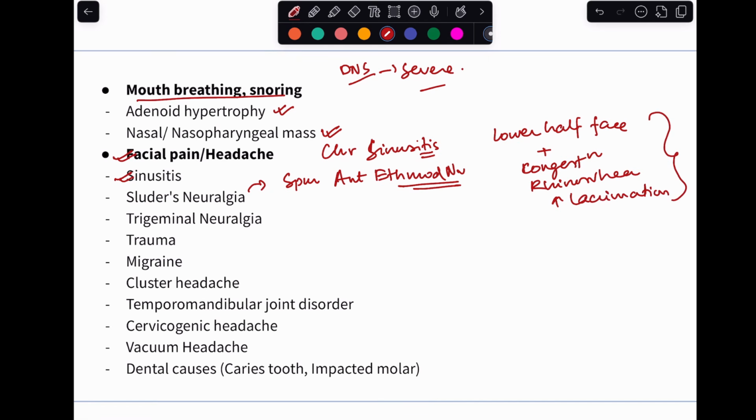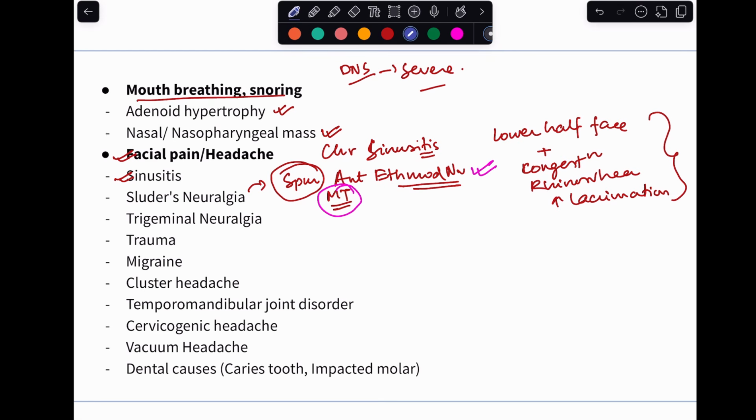So Sluder's neuralgia is basically a neuralgic pain which you are feeling because the spur is impinging on the middle turbinate. This is important over here. The middle turbinate is most commonly implicated, and the nerve getting pressed is the anterior ethmoidal nerve. So that is what Sluder's neuralgia is.